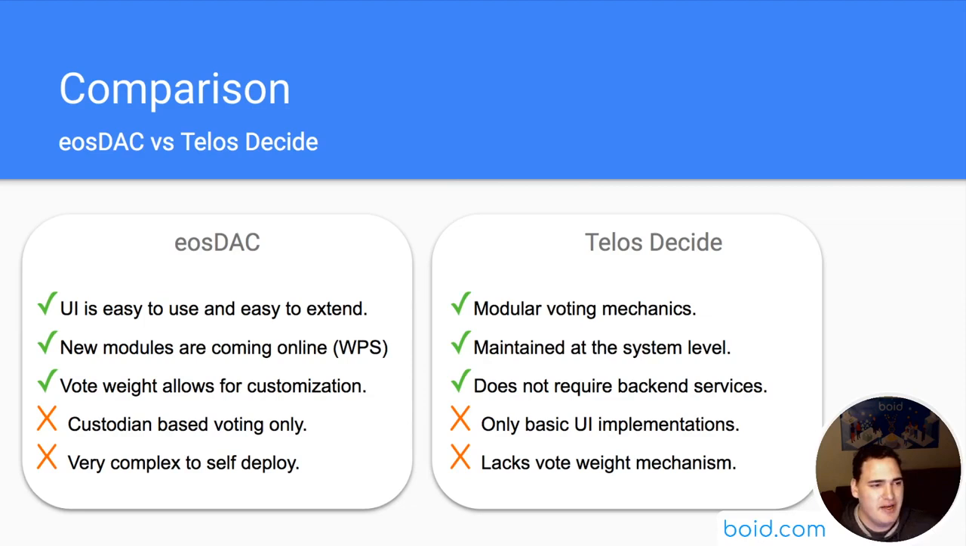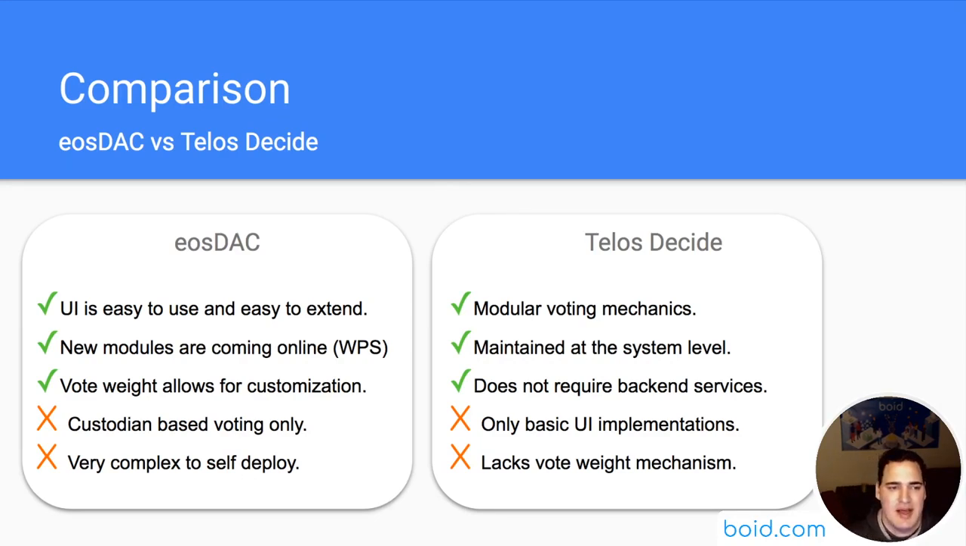The disadvantages of Yostack is that it's custodian-based voting only, so there's no idea of a liquid democracy, and there's a very complex structure required to self-deploy, so that places a lot of reliance on utilizing the DAC factory, unless you're very technically competent.